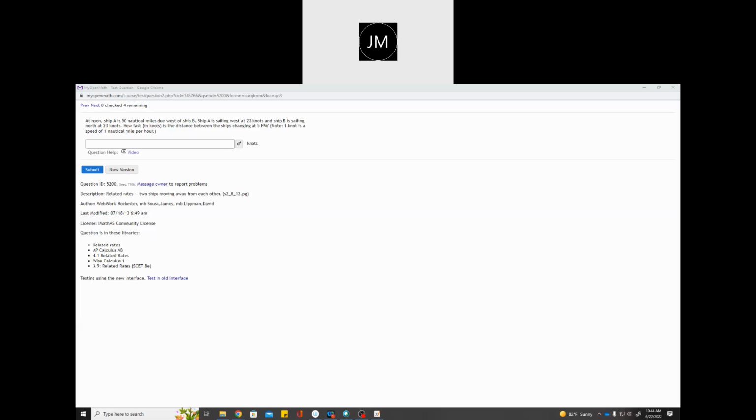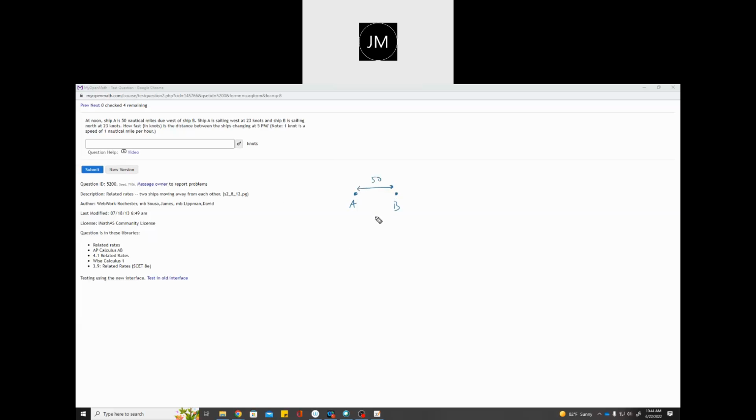All right, so let's start by drawing a diagram. At noon, Ship A is exactly west of Ship B. So if here's Ship A, it's west of Ship B, using the normal north, east, south, west. Ship A is west of Ship B, and this distance is 50.